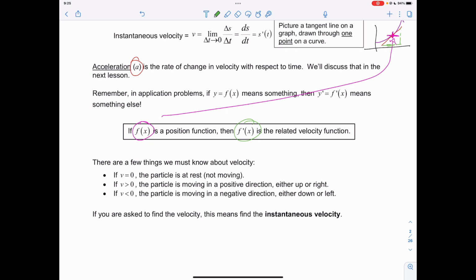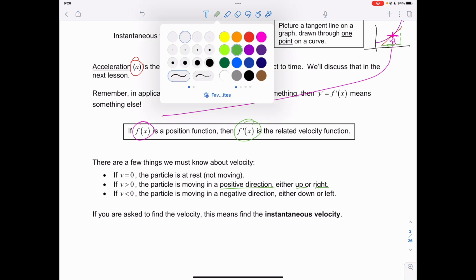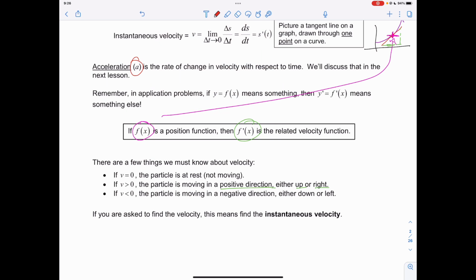There are a few things to know about velocity. If velocity is equal to 0, the particle is at rest. If the velocity is greater than 0, the particle is moving in a positive direction, which graphically we always think of as either up or to the right. And if the velocity is less than 0, the particle is moving in a negative direction, and negative in this context is either down or to the left. If you're asked to find what is the velocity, then that means what is the instantaneous velocity.